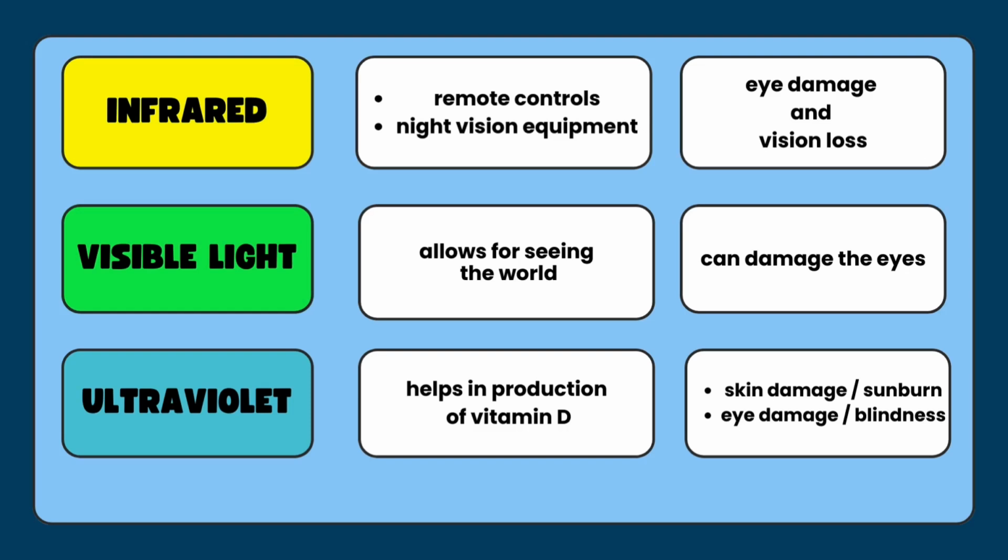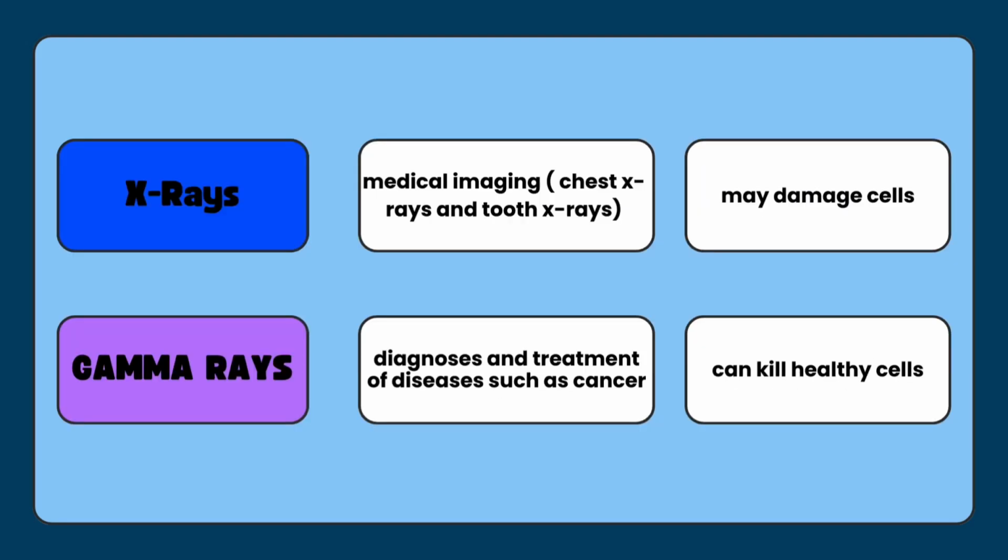Next is visible light, uses: allows for seeing the world. Effects: can damage the eyes. Next is ultraviolet, uses: helps in production of vitamin D. Effects: skin damage or sunburn, or eye damage or blindness. X-rays, uses: medical imaging or chest X-rays and tooth X-rays. Effects: may damage cells. Lastly is gamma rays, uses: diagnosis and treatment of diseases such as cancer. Effects: can kill healthy cells.